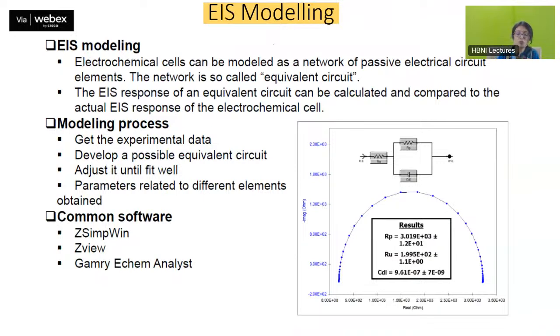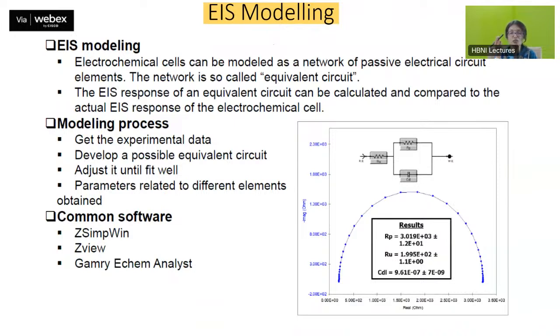So now you have to do the modeling. Electrochemical cells can be modeled as a network of passive electrical circuit elements. The network is so-called an equivalent circuit. The EIS response of an equivalent circuit can be calculated and compared to the actual EIS response of the electrochemical cell. If it matches, then you say that this model is fitting. So how do you do it? You get your experimental data, and you develop a possible equivalent circuit by looking into it. You have to mix and match.